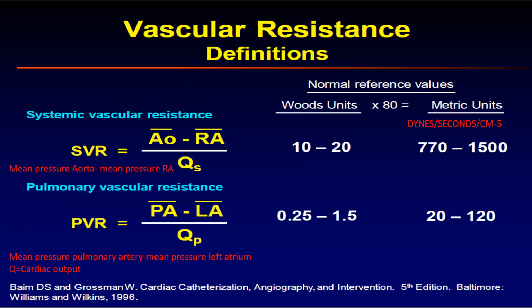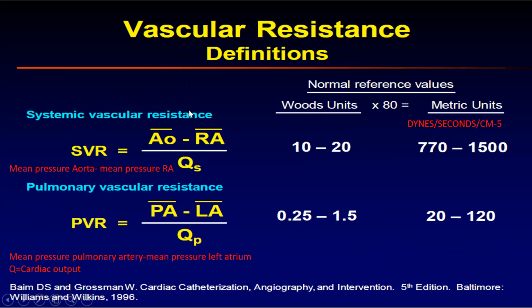Right? So let me show you again. Systemic vascular resistance is mean aortic pressure minus mean pressure in the right atrium over the cardiac output. Pulmonary vascular resistance is pressure in the pulmonary artery minus pressure inside the left atrium over cardiac output.